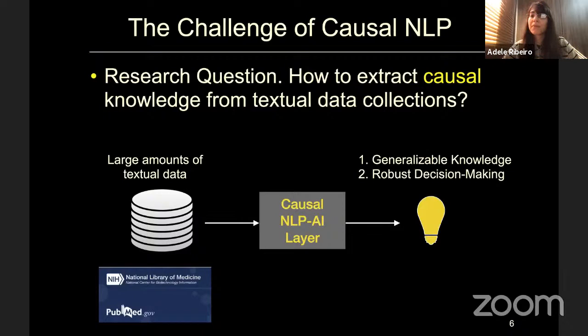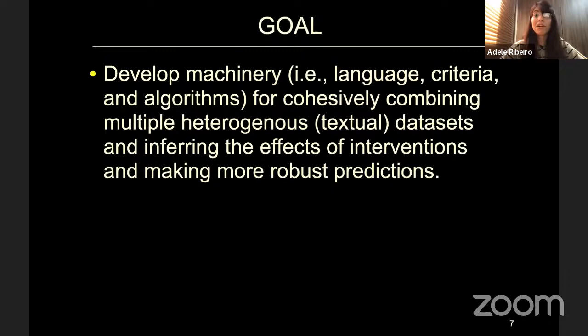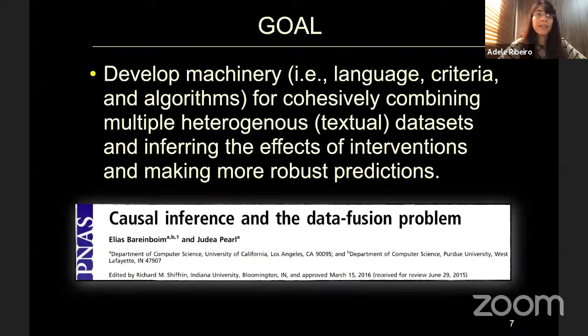So this is also the goal of our team. In our lab, our goal is to develop machinery, and this includes developing a language, some criteria and algorithms to cohesively combine multiple and heterogeneous data sets. This includes textual data sets as well. And then how can we use this data to infer effects of interventions, so causal effects, and also to make more robust predictions. There's this paper in the Proceedings of the National Academy of Sciences by Elias Bareinboim and Judea Pearl. It's an exposition of most of the advances in the field and also the challenges and open problems. If you are interested in this field, I really recommend you check this paper out.